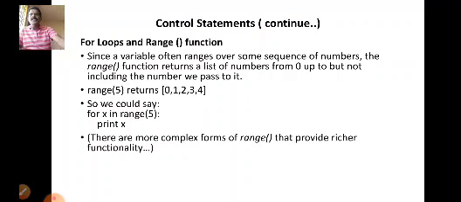For loops and the range function. Since a variable often ranges over some sequence of numbers, the range function returns a sequence of numbers from 0 up to but not including the number we pass to it. Range(5) returns 0, 1, 2, 3, 4. So we would say for x in range(5), print x. There are more complex forms of range that provide richer functionality.